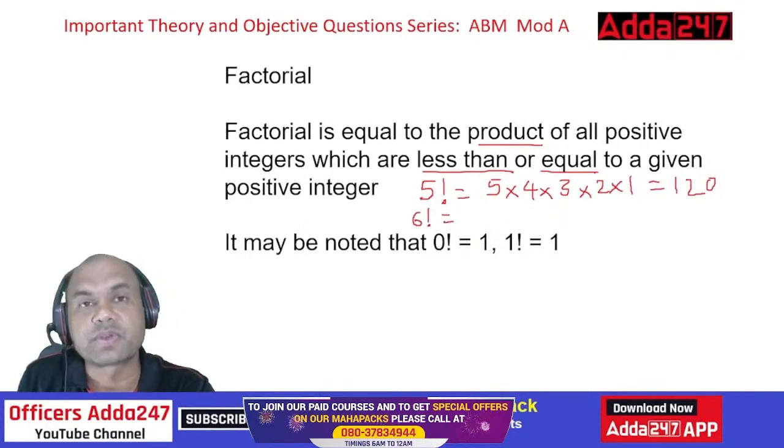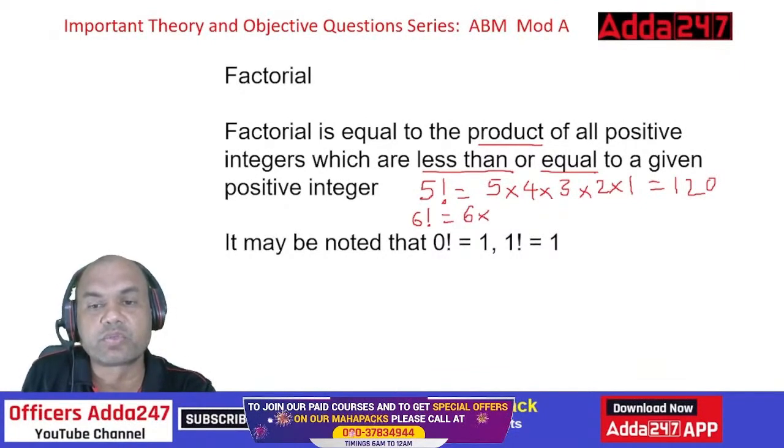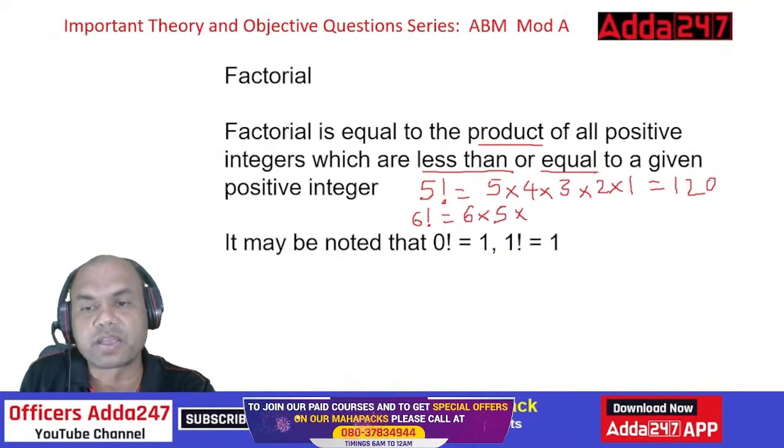What is the answer for 6 factorial? Everyone, give me the answer. 6 into 5 into the same thing again. I'll just write this into 1. So 120 into 6, so it is equal to 720.